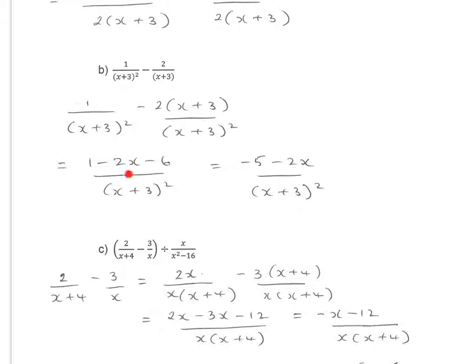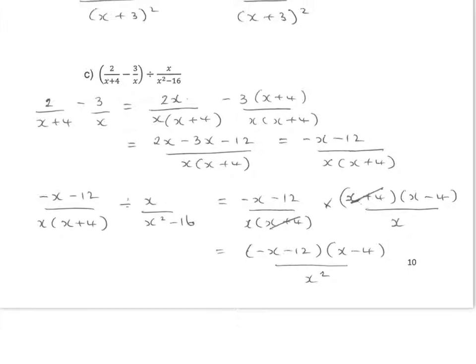Then all that's left to be done is just to tidy this numerator up. We've got a 1 minus the 6 to give us minus 5, giving us in total minus 5 minus 2x over (x plus 3) all squared, and again checking that nothing else can be simplified in that answer.